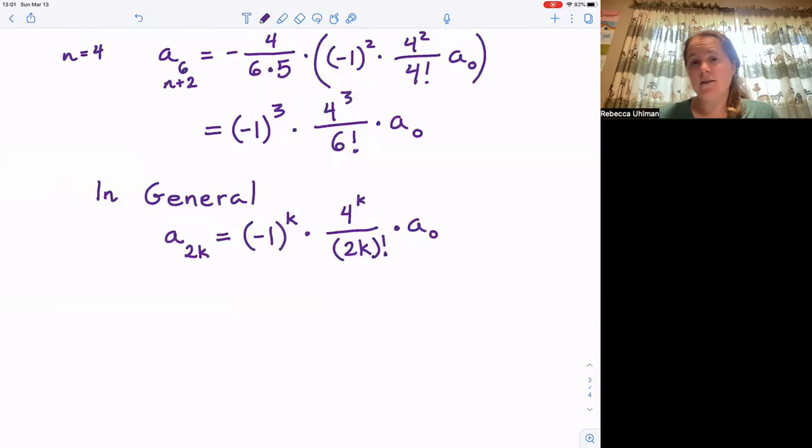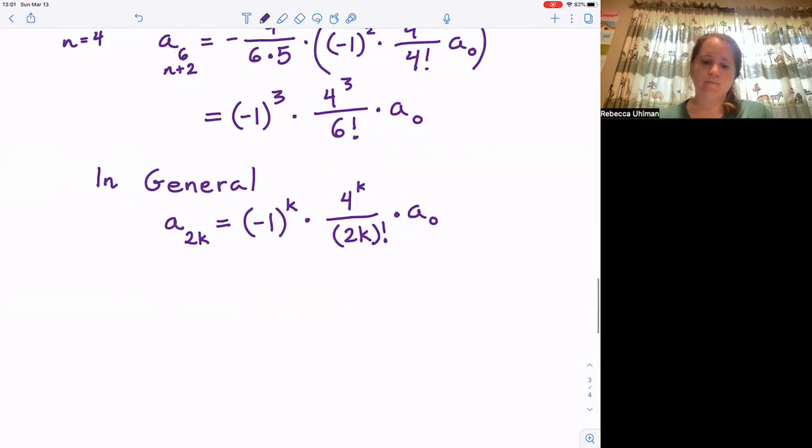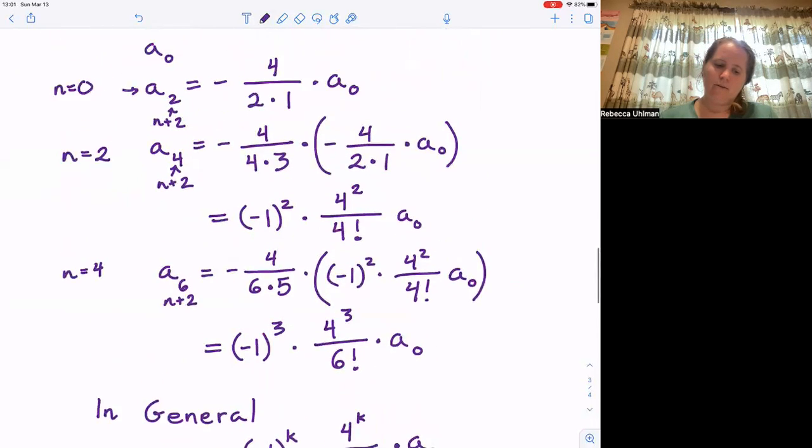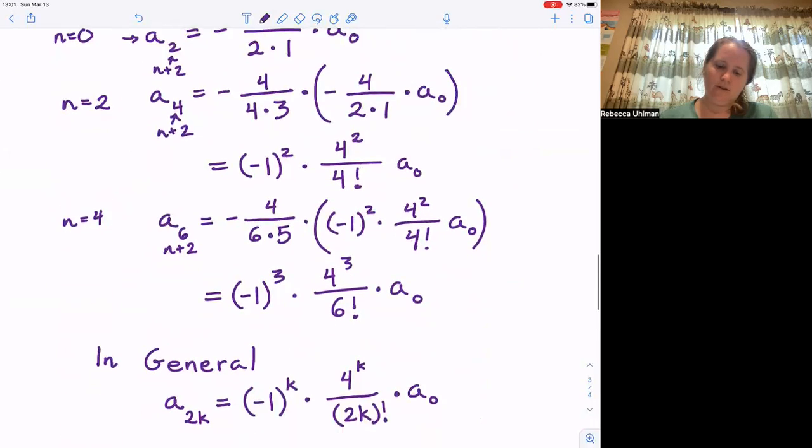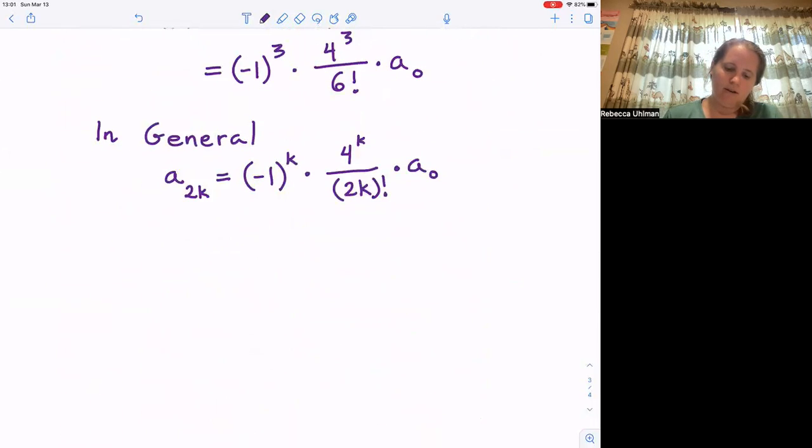So you can check this, you can prove it. Often you can kind of see what's happening from the pattern just by doing it. You could do a proof by induction to show this is true. But we do wind up just with this nice product here. So this was for our even coefficients. Now let's go ahead and do our odd index.